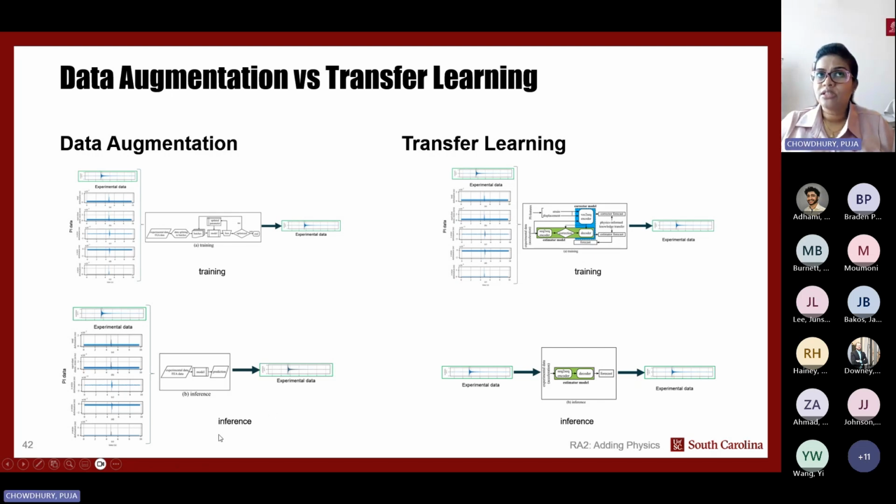But in case of inference, in the data augmentation model, we need to use both of these types of data in the inference, just doing a univariate prediction, but we don't need to use all of this PI data in the transfer learning based model in the inference stage. We just need to feed the experimental data to make the prediction over the experimental data. So that is the point. We make another approach, transfer learning, which solves the cons of the data augmentation problem. Now we don't need a heavy weighted model for the inference stage.